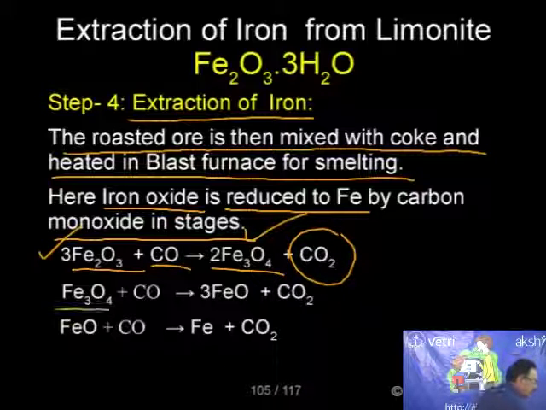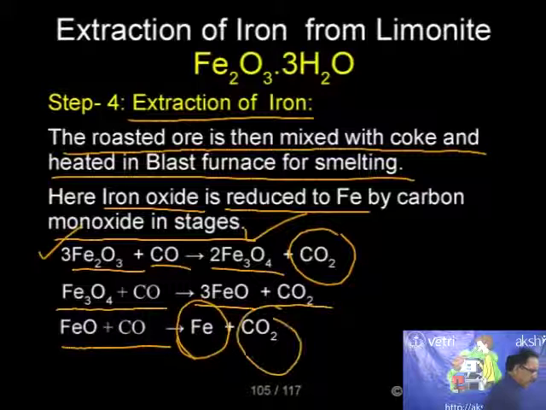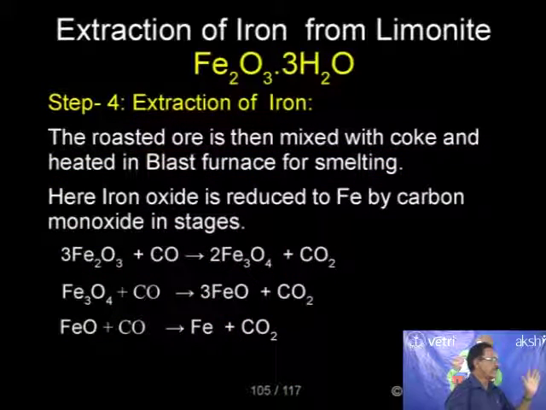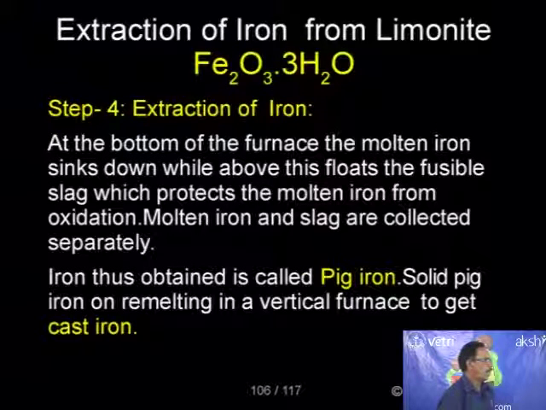Then Fe3O4 again reacts with CO to produce 3 moles of FeO, and carbon dioxide again. Then this FeO again reacts with carbon monoxide, converting finally to iron and carbon dioxide. In all the cases, carbon dioxide is formed. So the Fe2O3 is converted first to Fe3O4, second to FeO, third finally to iron. In each and every one of the 3 cases, carbon monoxide is used, and this is reducing. This is very interesting information about what takes place in the extraction of iron. Now, what will happen after this?